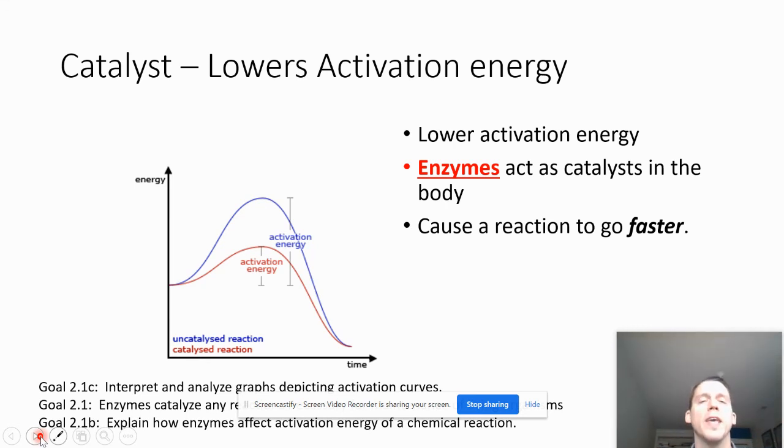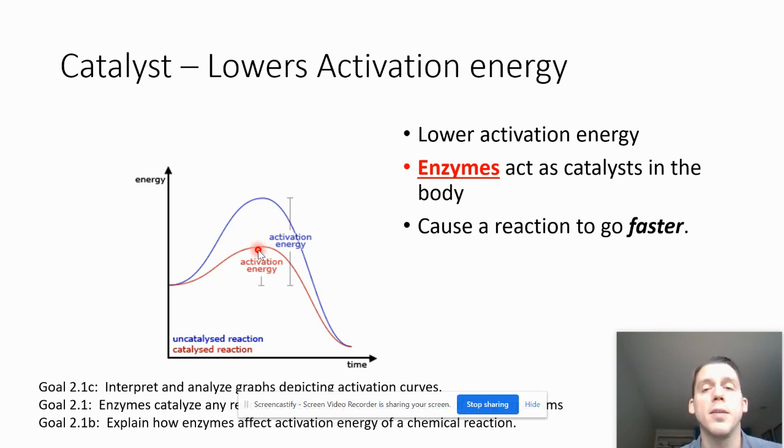So we have what's called a catalyst. A catalyst is going to lower the activation energy, and we can see that in the picture. The normal activation energy is in blue. It's a very high hill. And with the catalyst, the activation energy is in red. It's much lower and easier to overcome.